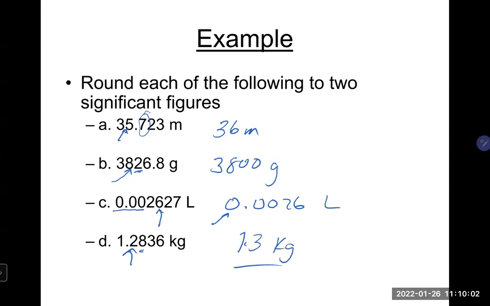Any questions on those there? Question on counting sig figs or anything like that? Yeah.